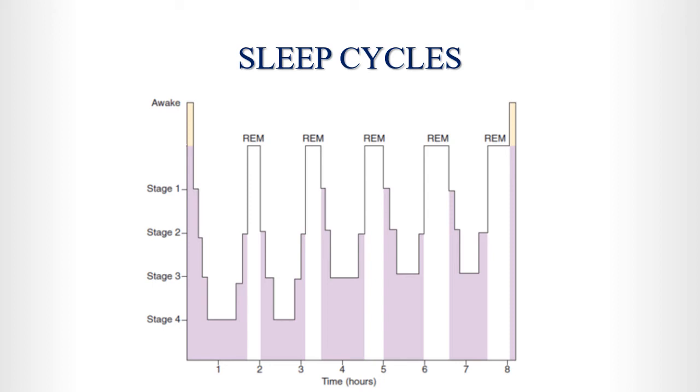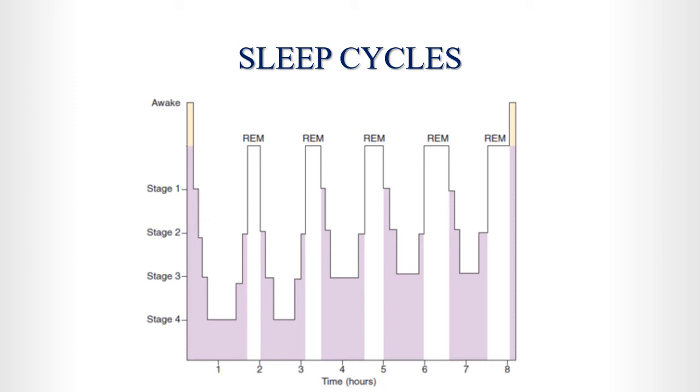it will start with the non-REM sleep, that is slow wave sleep. So from awake, the EEG pattern changes to stage 1, then 2, 3 and 4. Again from 4 to 3, 2 and then REM sleep. So that's how the cycle repeats. Each cycle is about 90 minutes in duration.